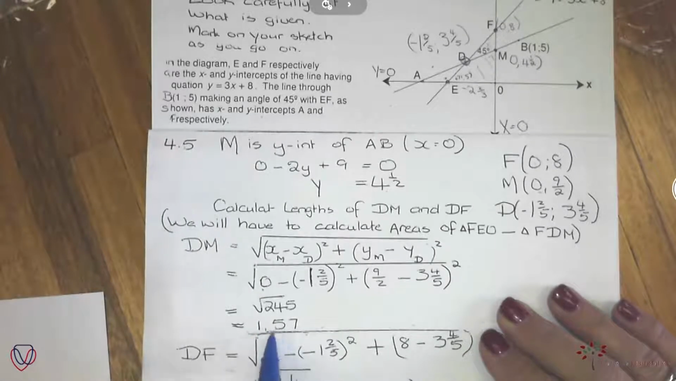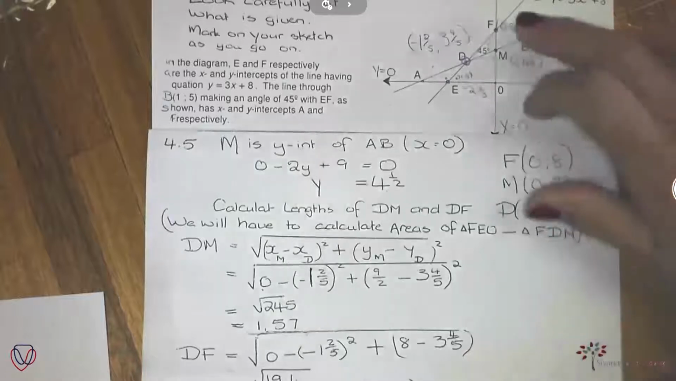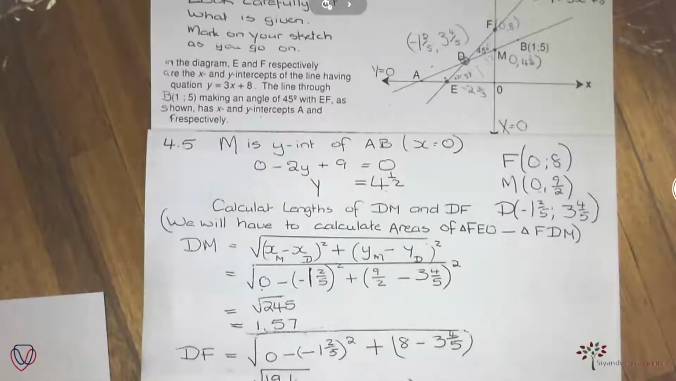8/3, because why did I write that there? Just leave it there. I'll go back there just now. Then DF, we've got the coordinates. We substitute it into our distance formula, and DF is 4,427.